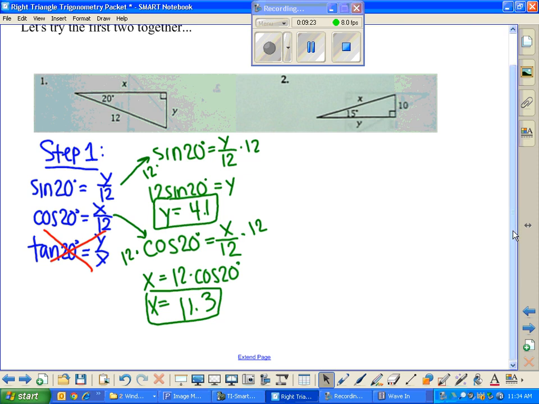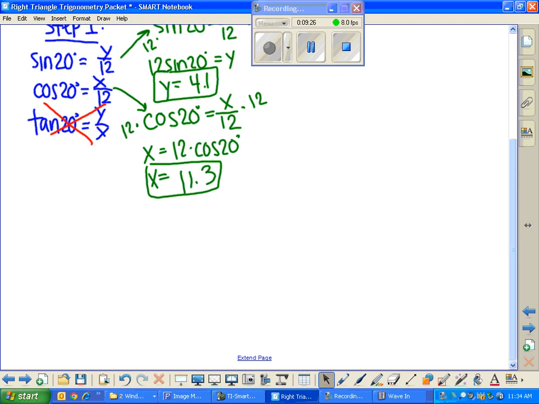I will do a check for this first one just for the sake of doing it, to make sure we all understand what's happening. 11.3 squared plus 4.1 squared. What do we get when we do that? Is anyone checking their work too? It's a good idea. Just using the Pythagorean theorem to check. What'd you get?